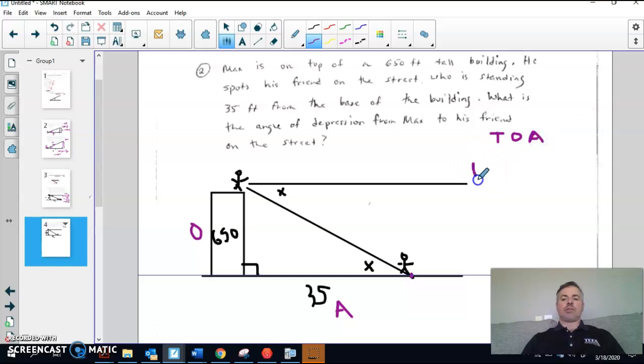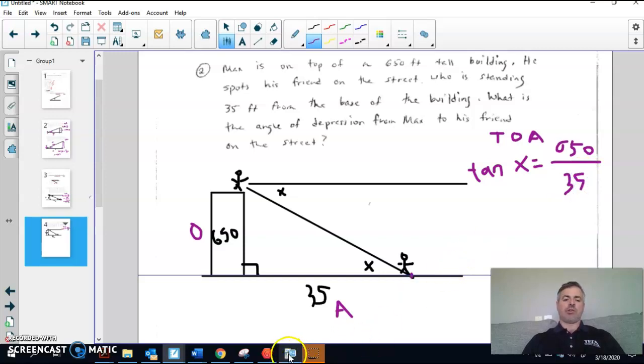And T stands for tangent. So it'll be tangent of the angle, which I don't know, X, is going to equal now the opposite side over the adjacent. So the opposite side is 650 divided by the adjacent side, 35. So now I'm looking for an angle.